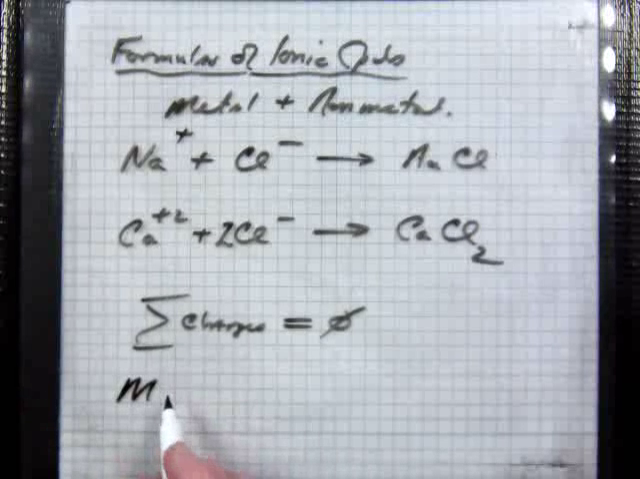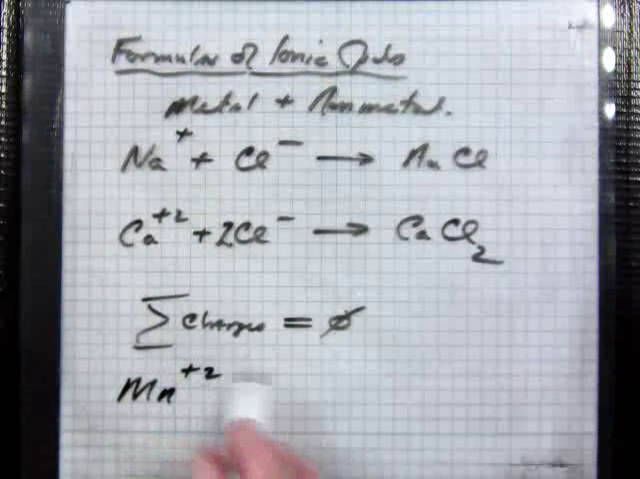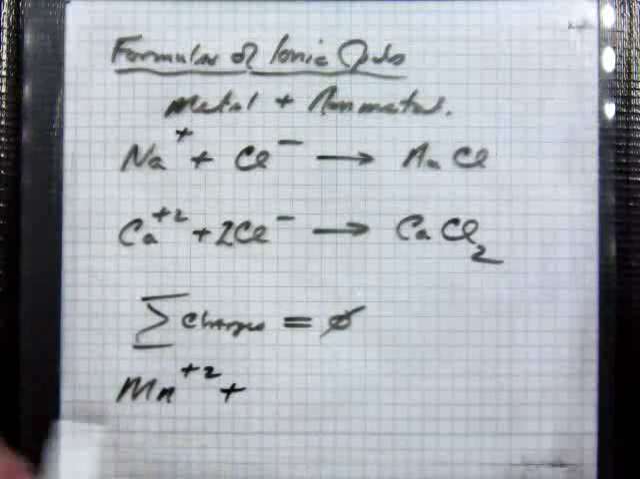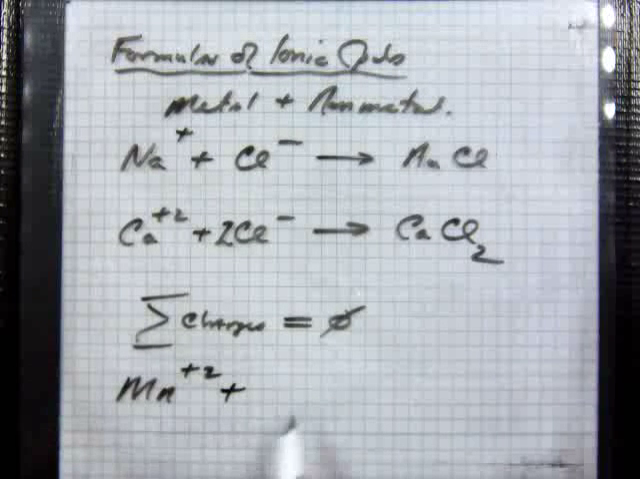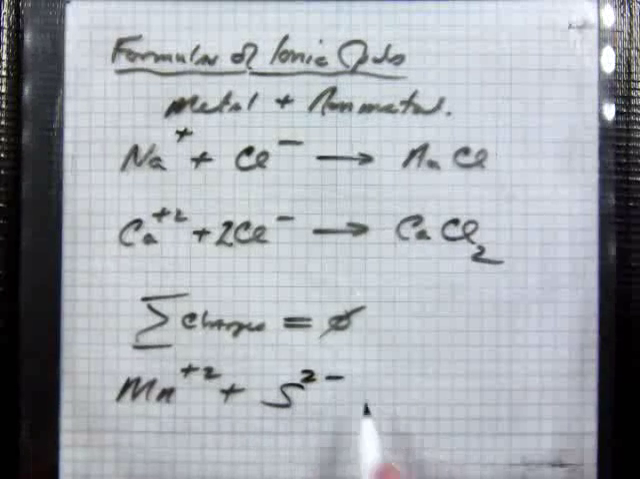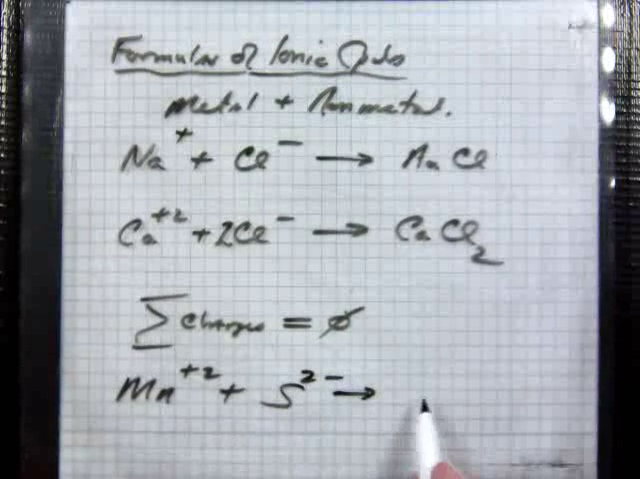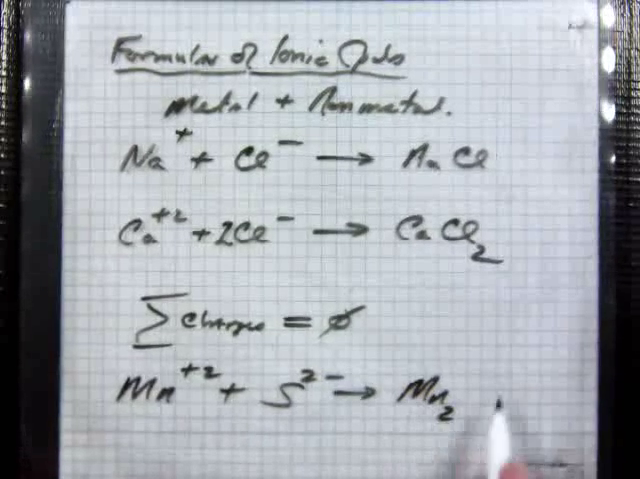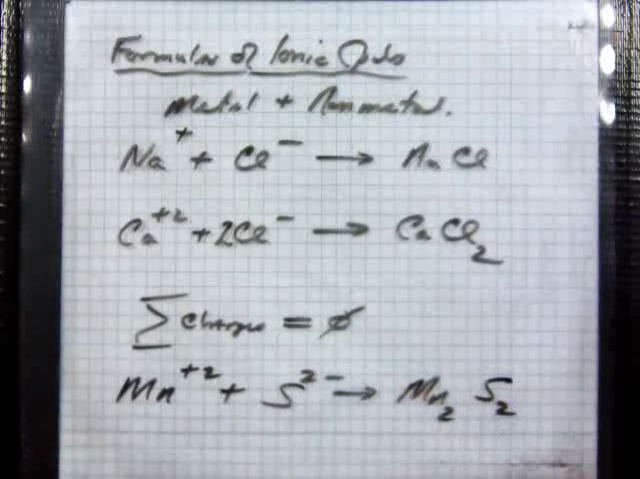We can take manganese. It carries a +2 charge. Well, I can put it together with sulfur like that. It's a 2- charge. Well, if I put it together, I could write this manganese and sulfur like that.